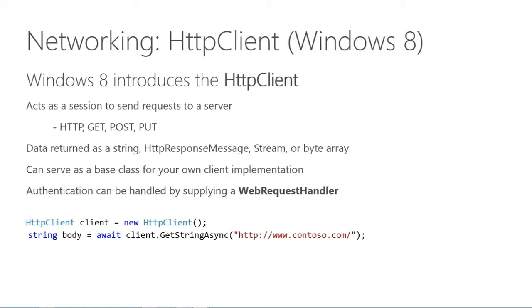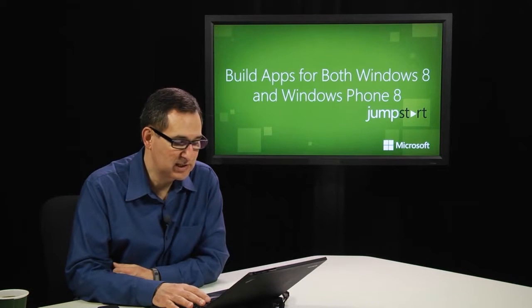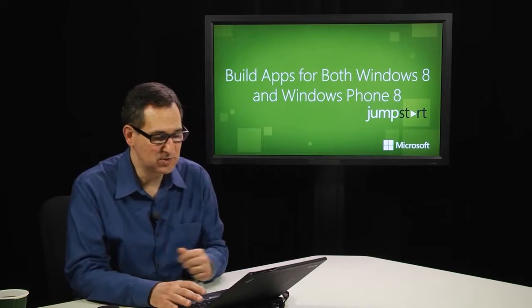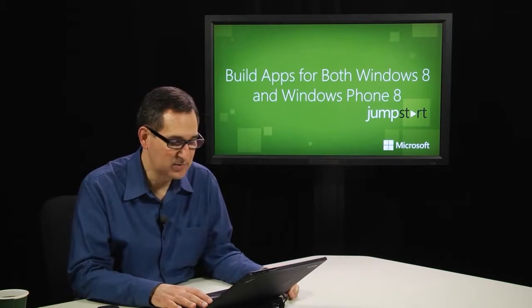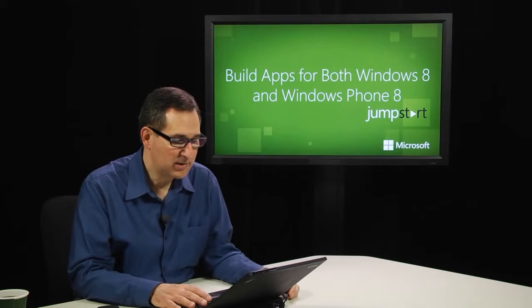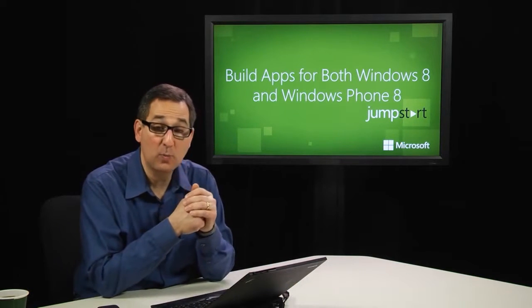So Windows 8 actually introduces a cool new API called HttpClient, quite useful, and it acts as a session to send requests to the server. So whether it's a get, post, put, whatever you need to do, and data is returned as a string, and it's all done via async, and so it's all good. And you can also do authentication using the web request handler if that's required. On Windows Phone, this is not available on Windows 8. There's something called WebClient.